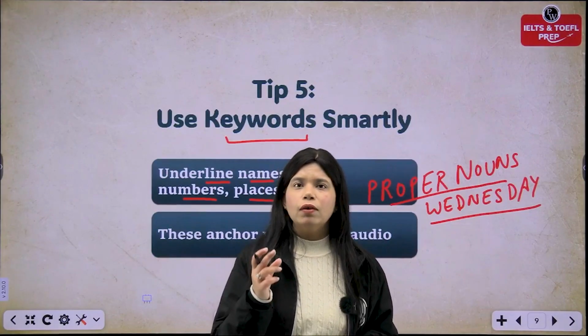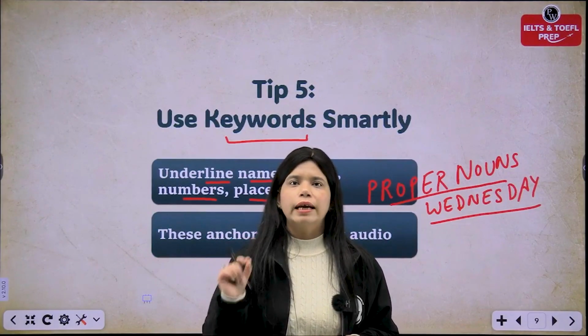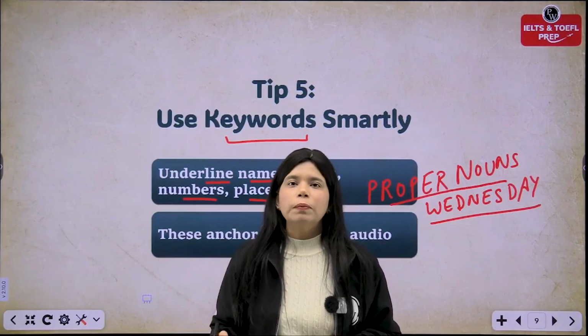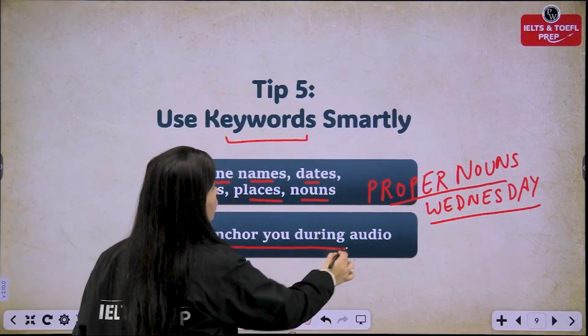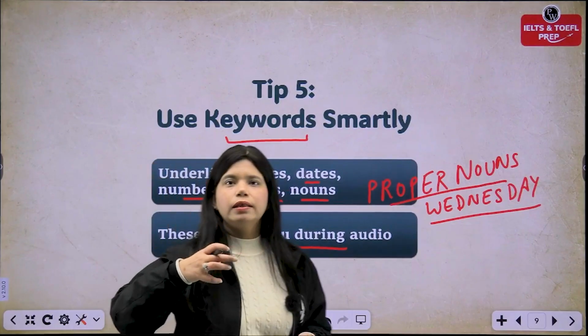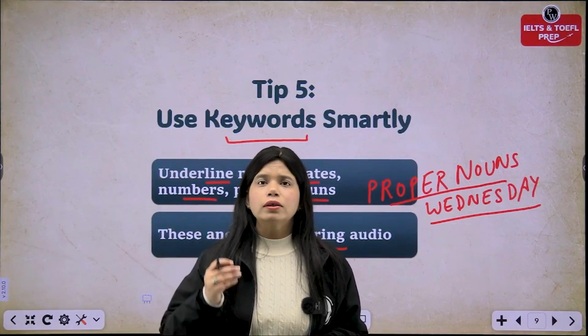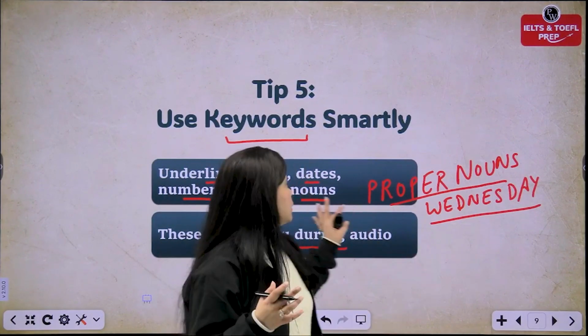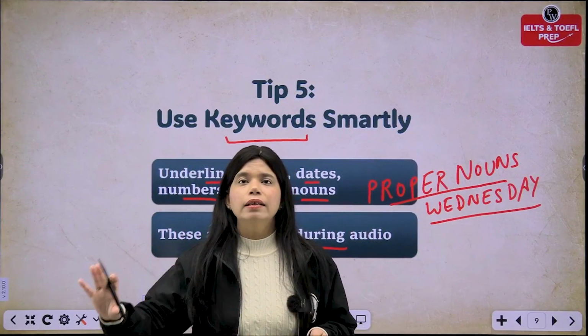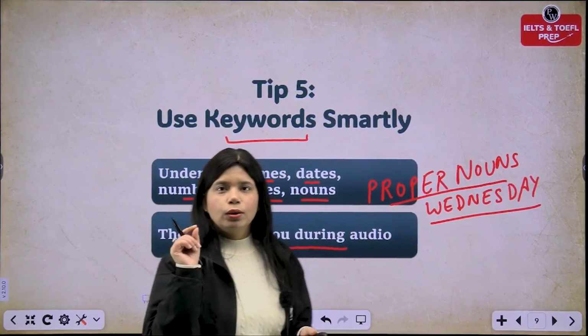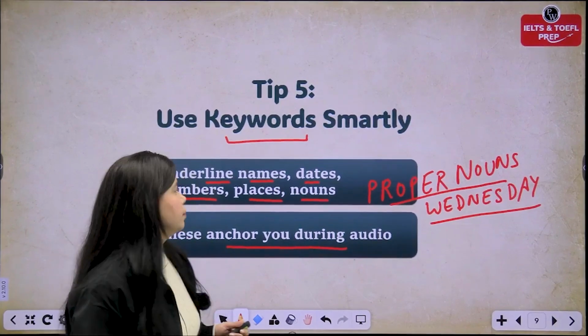Highlight them. In the case of computer-based test, you will be able to highlight them on screen. In the case of paper-based test, you will be able to underline them. And these anchor you during audio. Even if you have missed a certain answer, you have lost your place in the audio, these keywords or sometimes the subheadings will tell you where exactly the speaker has reached. Okay, so make sure you underline or highlight them.